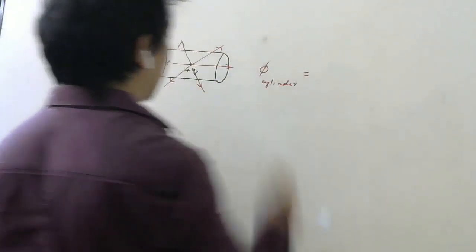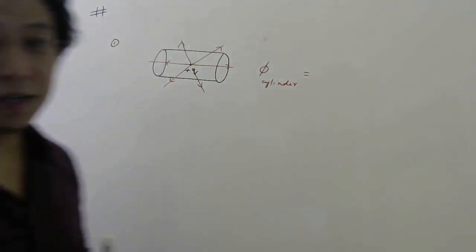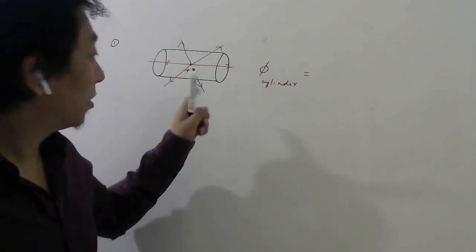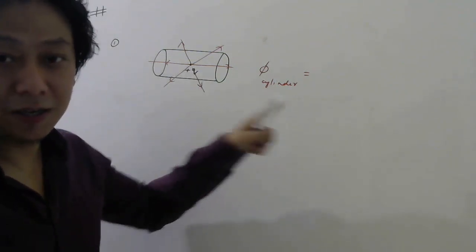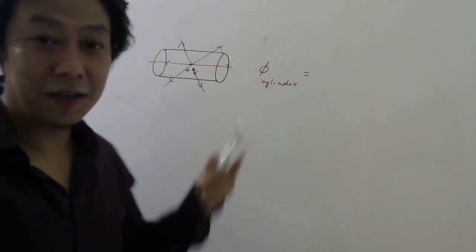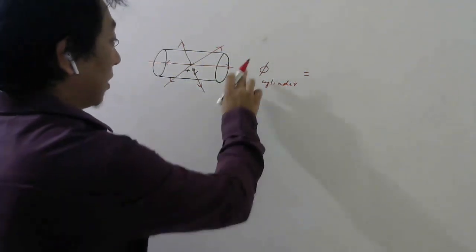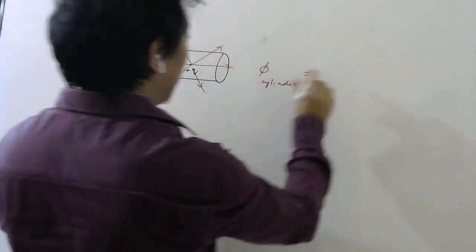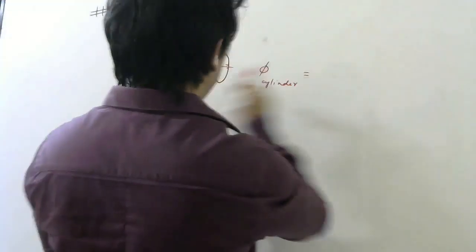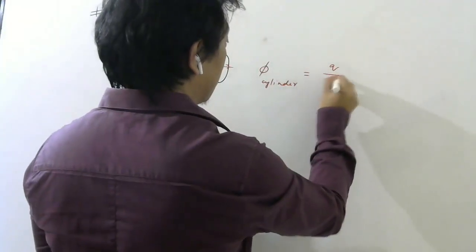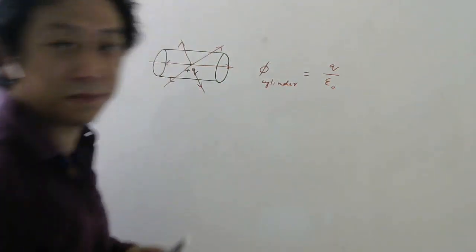If I ask what is that flux, can you tell me immediately? Yes, because since it is a closed cylinder, a closed surface, I can write directly using which law? Gauss law. So the flux through this closed cylinder will be equal to the charge inside. What is the charge inside they have given? Q divided by epsilon naught.